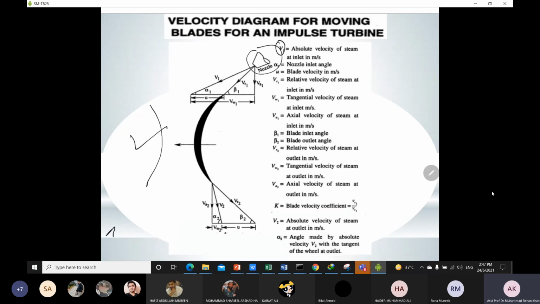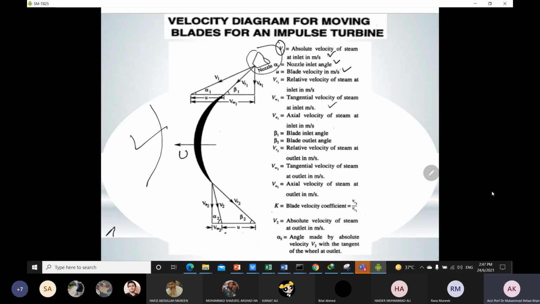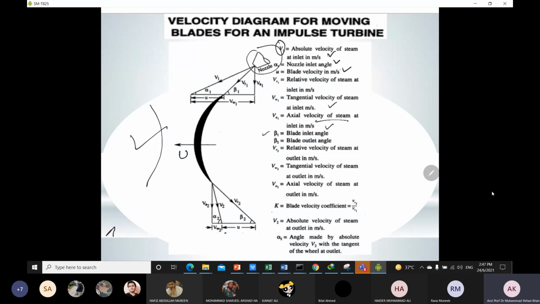So V1 is the absolute velocity of steam at inlet, alpha 1 nozzle inlet angle, U blade velocity, and this is also U. VW1 tangential velocity of steam at inlet, VA1 axial velocity of steam at inlet, beta 1 blade inlet angle, beta 2 blade outlet angle, VR2 relative velocity of steam at outlet, VW2 tangential velocity of steam at outlet, VA2 axial velocity of steam at outlet, K blade velocity coefficient.